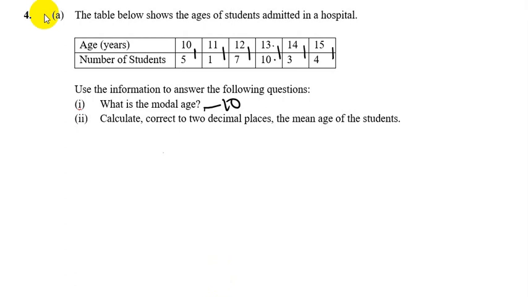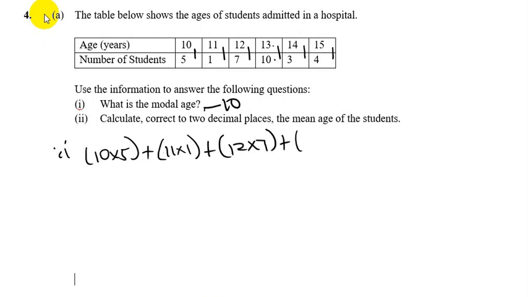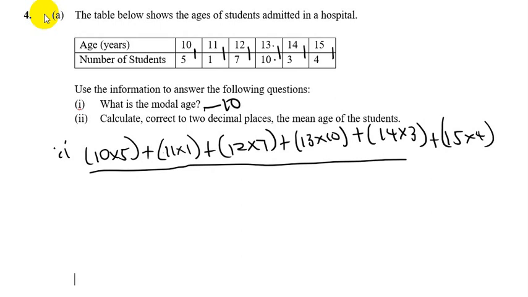So let's take the mean. We're going to get 10 times 5, okay, that's this by this, plus 11 times 1, another plus 12 times 7, another plus 13 times 10, another plus 14 by 3, another plus 15 by 4. All over the number of students. All over the number of students in the class.